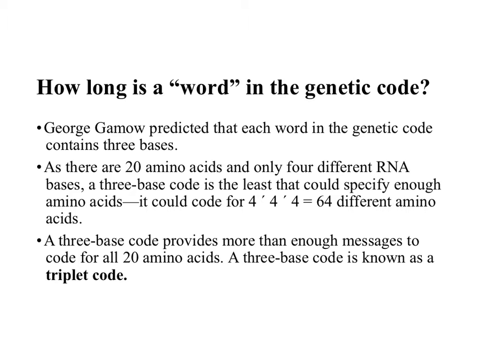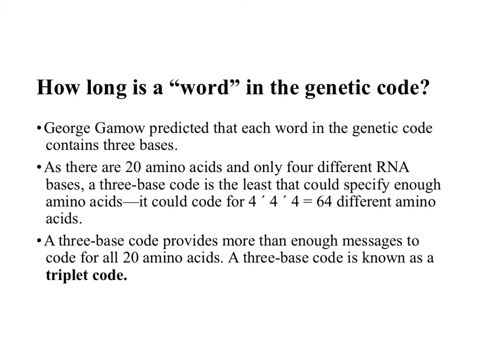So the first thing we have to figure out is how long is a word in our genetic code? Remember yesterday we had to figure out how you distinguish one word from the other word? Your body has to do the same thing. So George Gamow predicted that each word in our genetic code is going to contain 3 bases. And he did this just by using some math. I'll show you on the next page how he figured out it was 3 bases.